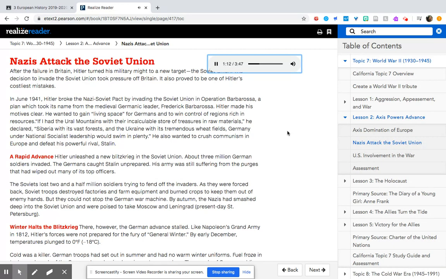A rapid advance. Hitler unleashed a new blitzkrieg in the Soviet Union. About 3 million German soldiers invaded. The Germans caught Stalin unprepared. His army was still suffering from the purges that had wiped out many of its top officers. The Soviets lost 2.5 million soldiers trying to fend off the invaders. As they were forced back, Soviet troops destroyed factories and farm equipment and burned crops to keep them out of enemy hands. But they could not stop the German war machine. By autumn, the Nazis had smashed deep into the Soviet Union and were poised to take Moscow and Leningrad, present-day St. Petersburg.